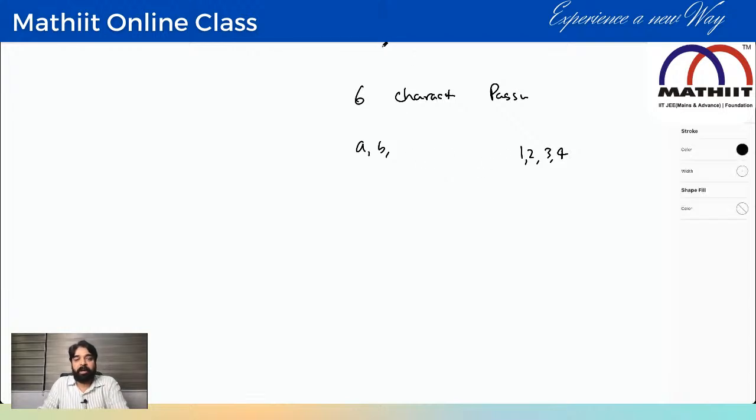You say very weak password, sir. No, we are not going to check Googling out. We are not making a Google password, so weak and strong doesn't matter. A, B, 1, 2, 3, 4, using this I have to make a 6-letter password. The condition is that in every password, only these characters you have to use, only one time.